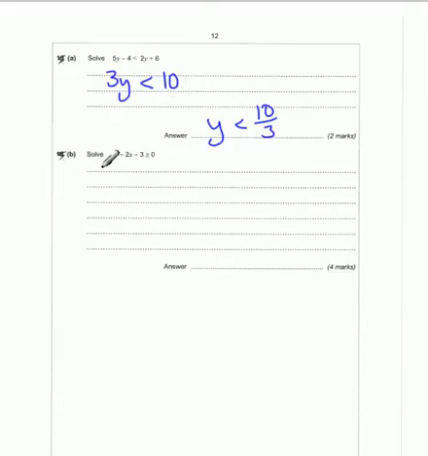Part B, slightly trickier inequality in that this is a quadratic. So quadratics, as we know, have more than one solution, 2 solutions often. So we want to find out what those solutions are. The way we do that is by factorizing. So if we factorize this, we get x minus 3 and then x plus 1. So minus 3 times 1 is the minus 3 there. Minus 3 plus 1 is the minus 2 we need there. And we want this to be bigger or equal to 0.